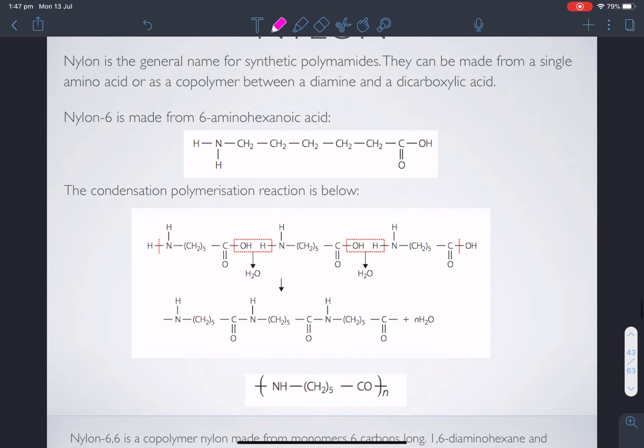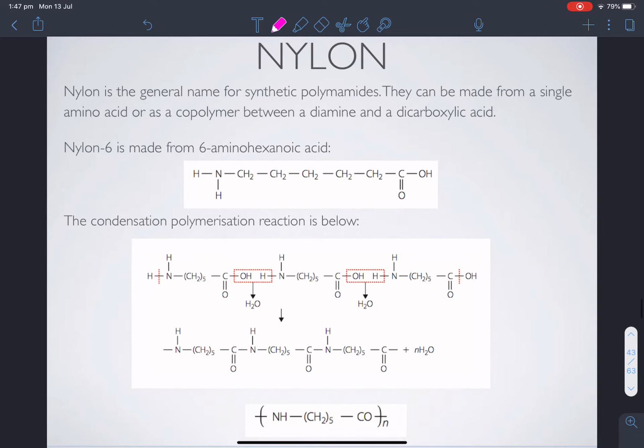Okay. Nylon. Let's talk about this one. It's the general name for synthetic polyamides. Okay. Single amino acid, or as a copolymer between a diamine and a dicarboxylic acid. We need an amine and a carboxylic acid, so we need 2 molecules, one that has an amine on both ends and one that has a carboxylic acid on both ends. So nylon, okay, the various types of nylons. I'm going to talk about one that's called nylon 6 first, okay.